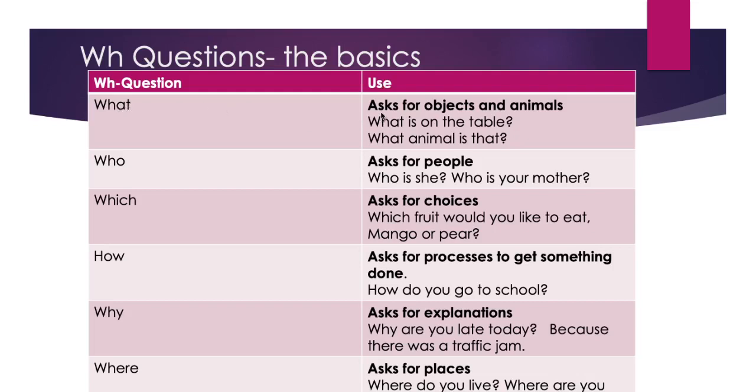What normally asks for objects or animals. For example, what is on the table? What animal is that? Who asks for people. Who is she? Who is your mother? Which asks for choices, normally. Which fruit would you like to eat, mango or pear? You see, two choices, two fruits.